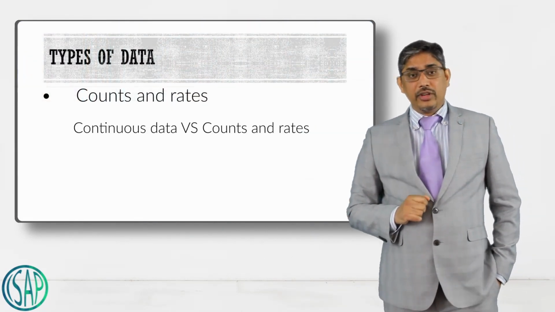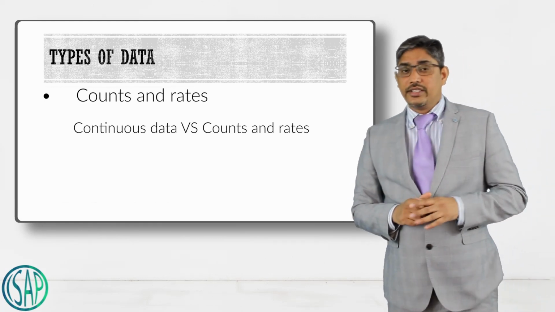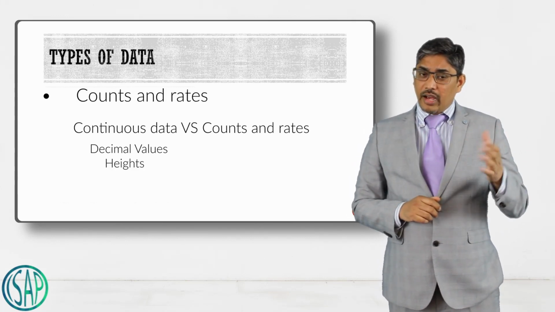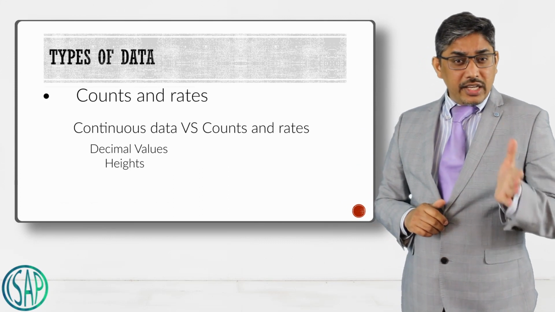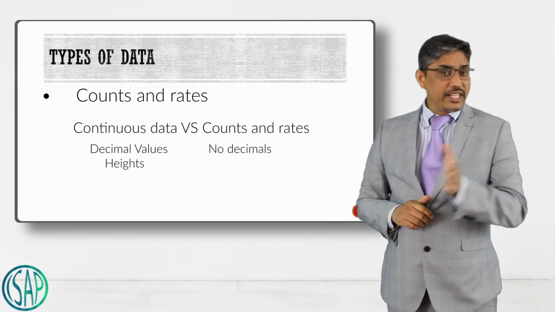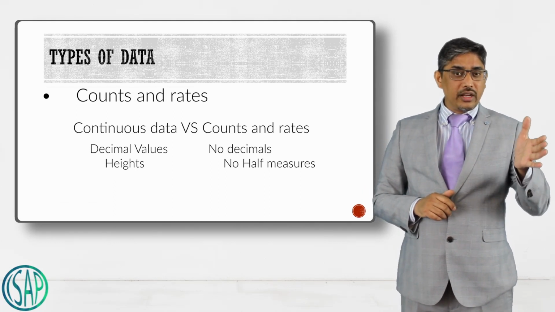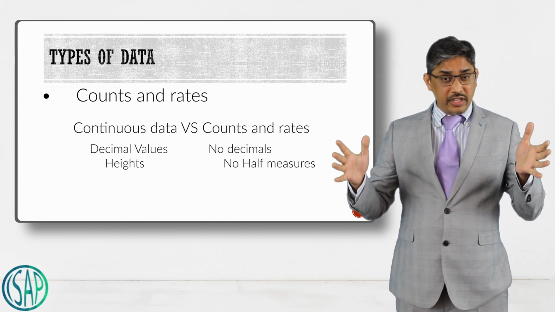So how does this actually differ between continuous data and counts and rates? That's a very good question, Matthew. The difference between continuous data and counts and rates data is that in continuous data, you have decimal points. Like for example, height can be 154.5 centimeters. But in counts and rates, you can't have decimal points. You can't have 1 death, 1.5 deaths, 2.5 deaths. You can't have 0.5 death in any of the counts and rates.